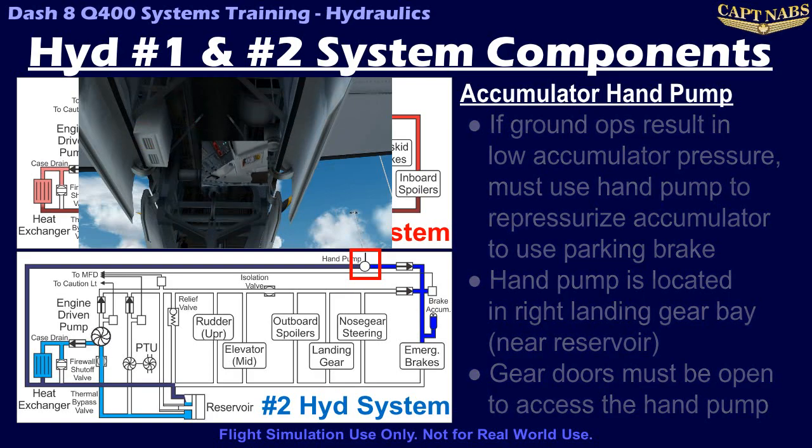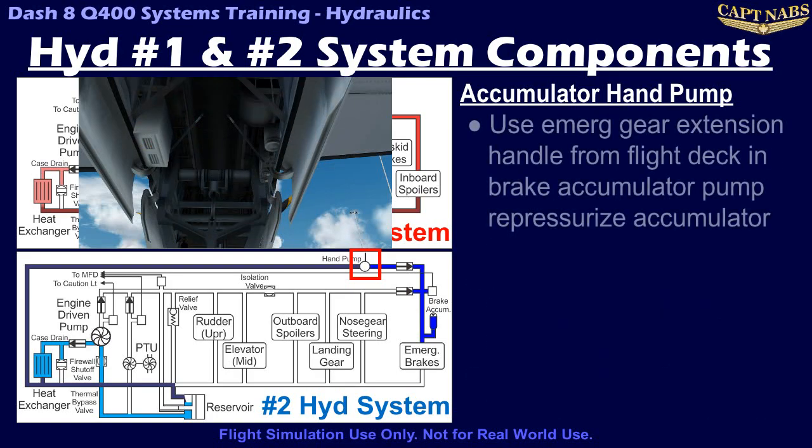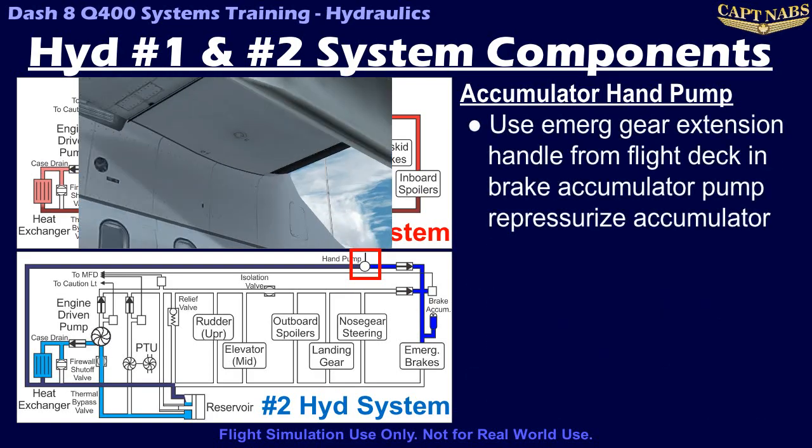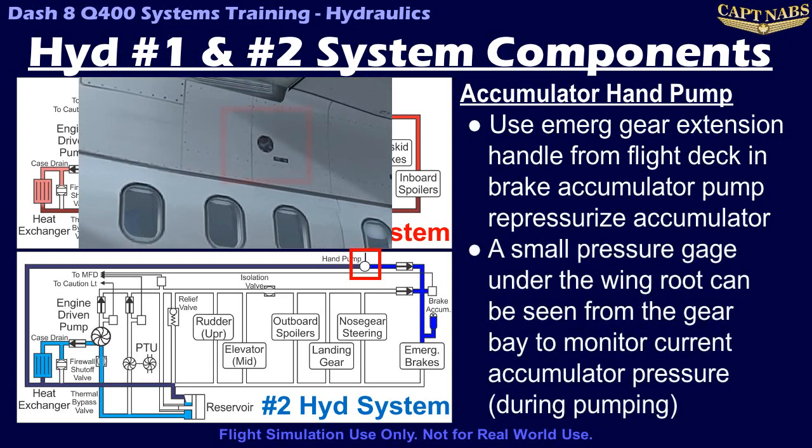To aid with pressurizing the accumulator from the hand pump, there is a small pressure indicator located behind a small window on the fuselage just below the right wing root. The gauge is quite small and can be a bit hard to see, but it is easier than walking back and forth to the flight deck to check your progress in recharging the accumulator.